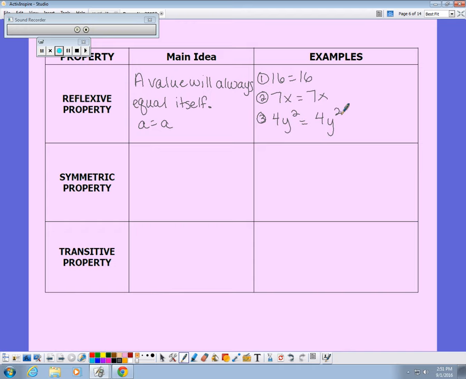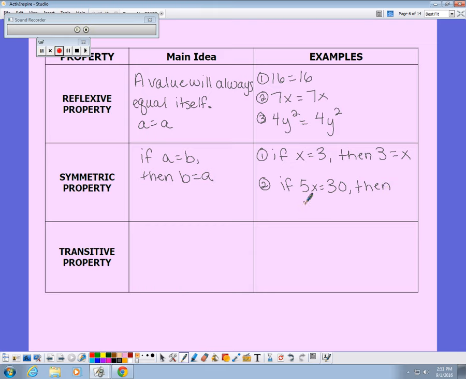Then we have the symmetric property, which says if A equals B, then B equals A. You flip them around. So an example would be if x equals 3, then 3 equals x. Or we could also say if 5x equals 30, then 30 equals 5x.